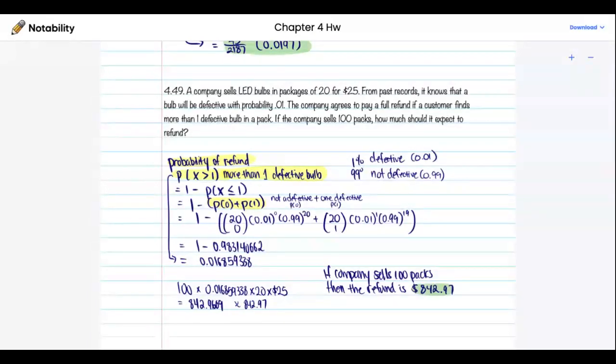That is 0.016859. Since the company sells 100 packs, we have 100 packs times the probability of more than one defective bulb, 0.016859, times 20 packages for $25, so 20 times 25. We get that if the company sells 100 packs, then the expected refund is $842.97. Great, very nice.